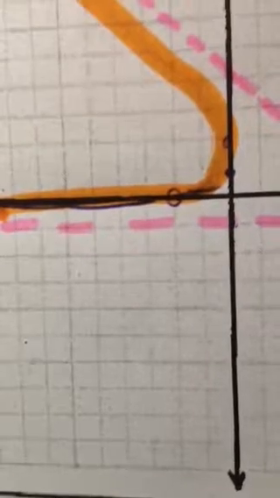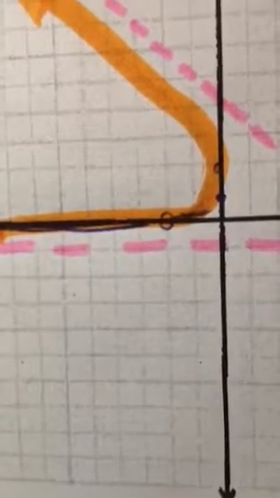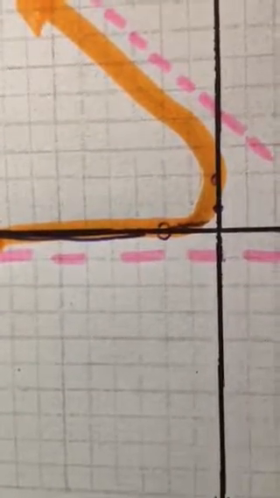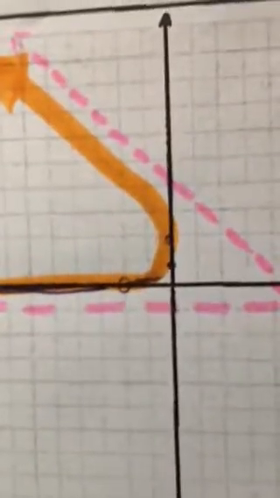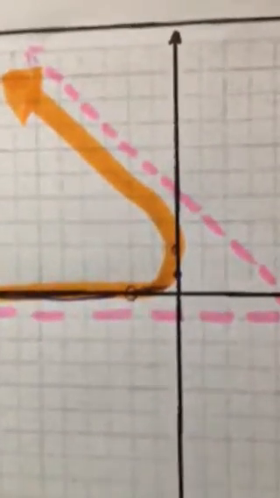And here's what your graph will look like. Vertical asymptote is at -1, and there's our hole at 0, 2. And remember, you have to mark it with a circle, an open circle.